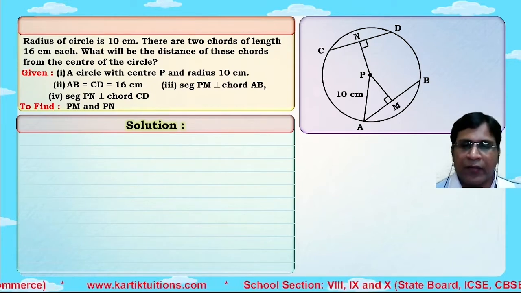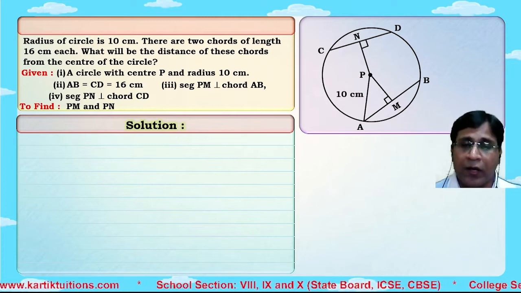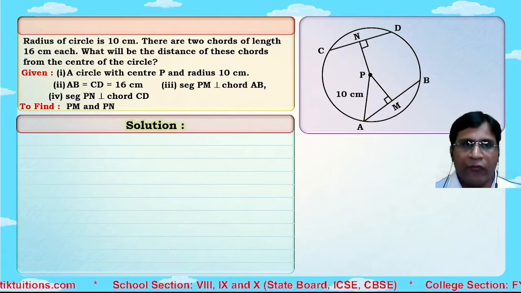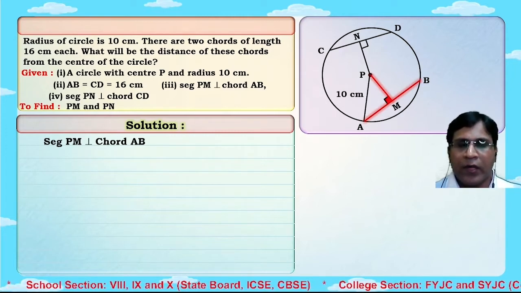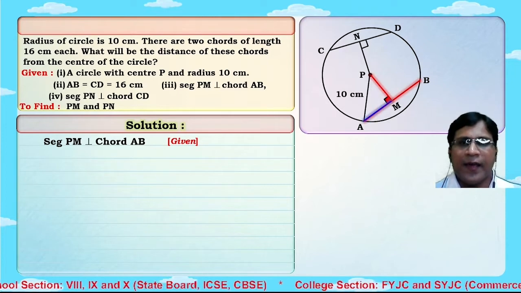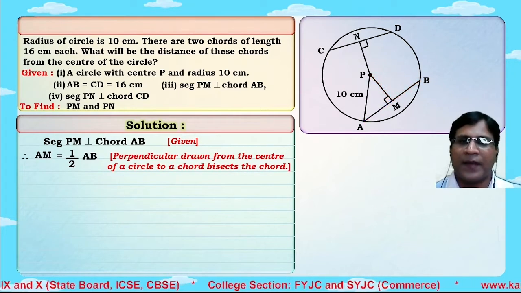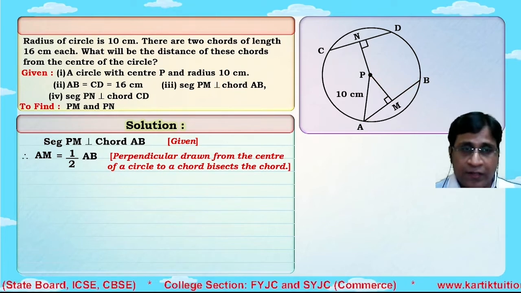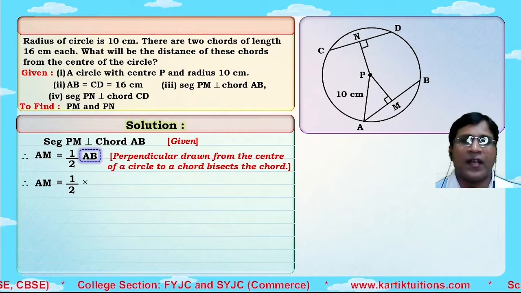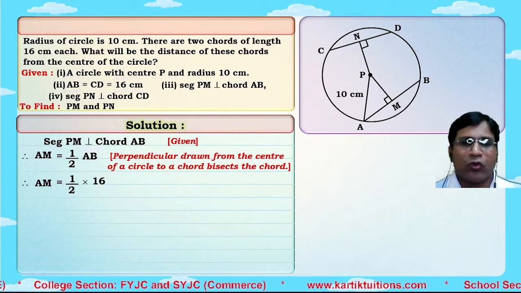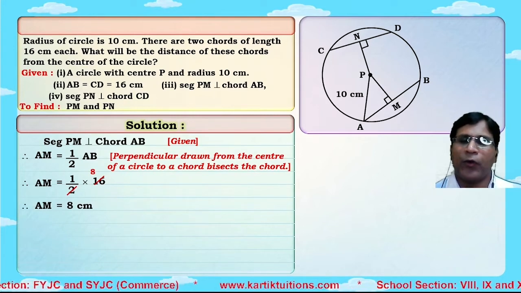Now see, we know the length of the chord, we know the radius, we also have the perpendicular from the center to the chord. First, PM is perpendicular to chord AB. So in other words, I can say AM is half of AB. Why? Because the perpendicular drawn from the center of a circle to the chord bisects the chord. So next step, we can write AM is equal to half of 16 because the length of each chord is 16. So 2 ones are 2, 2 eights are 16. So AM becomes 8 centimeter. I hope you have understood till here.